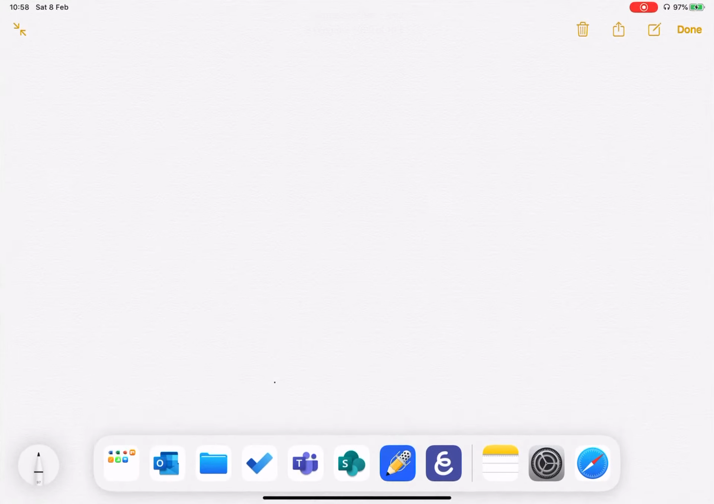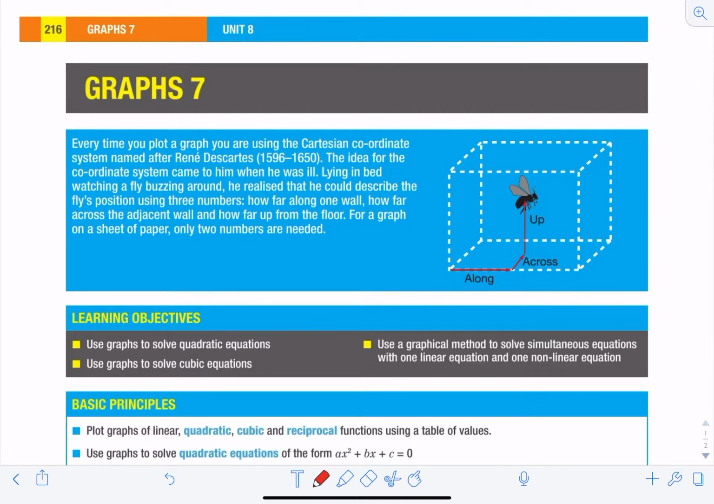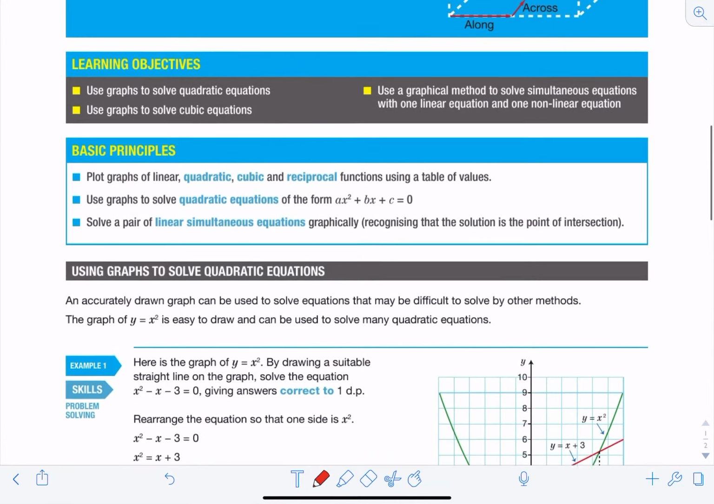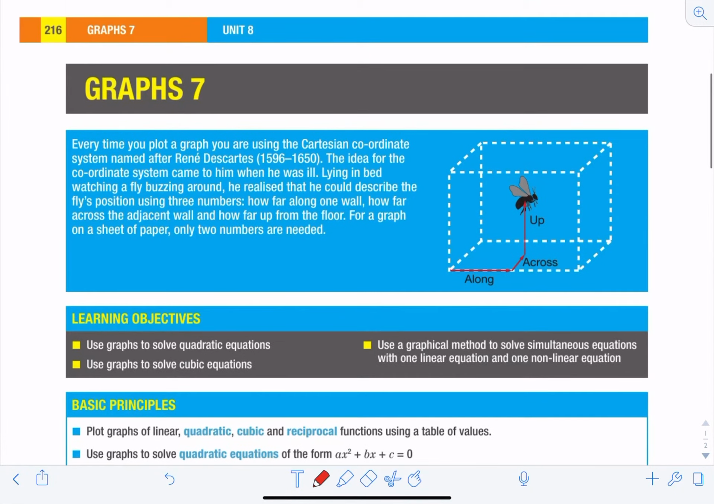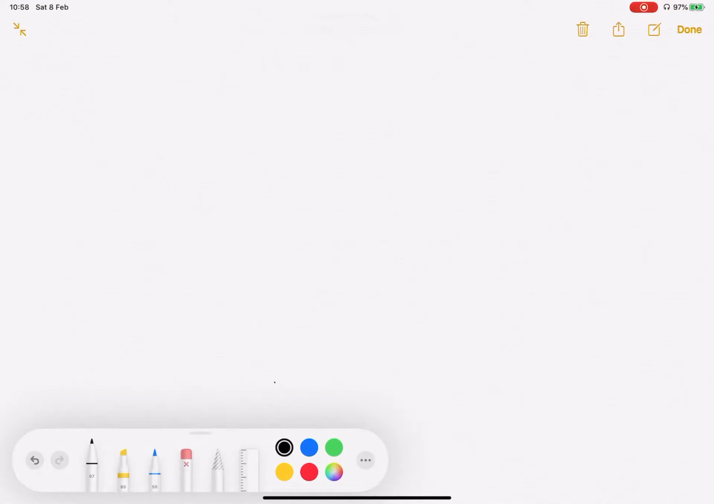I'm just going to start off by saying the stuff that we're focusing on today is the things that I want you to be doing this week, and that's from this chapter right here, which is Graphs 7. Now it gets pretty heavy pretty quickly, so I'm just going to take a step back and go through a few things first.